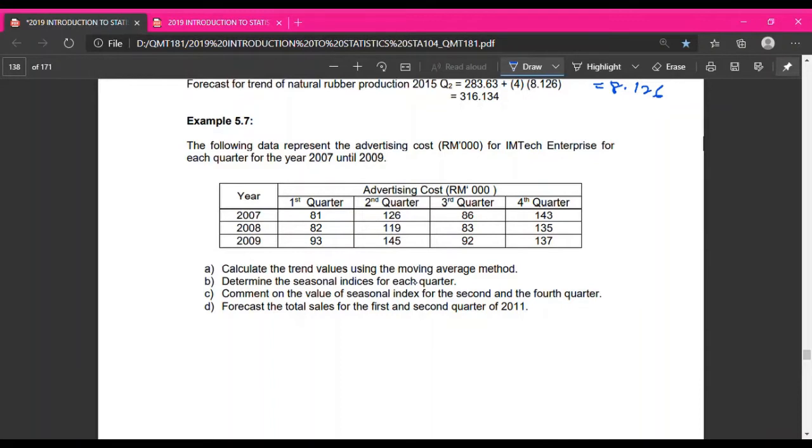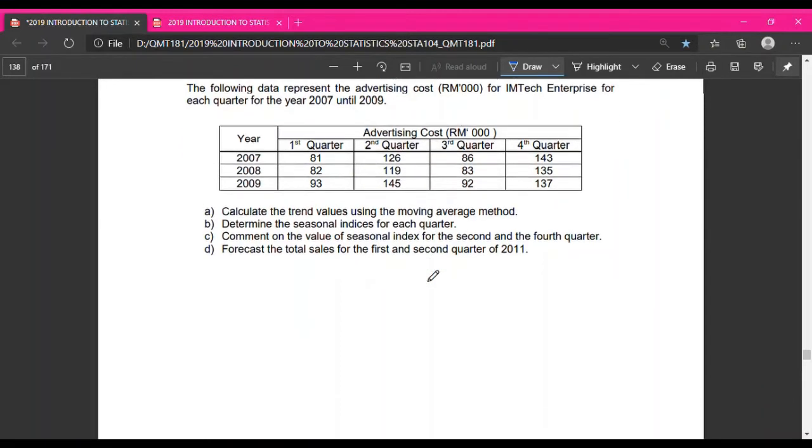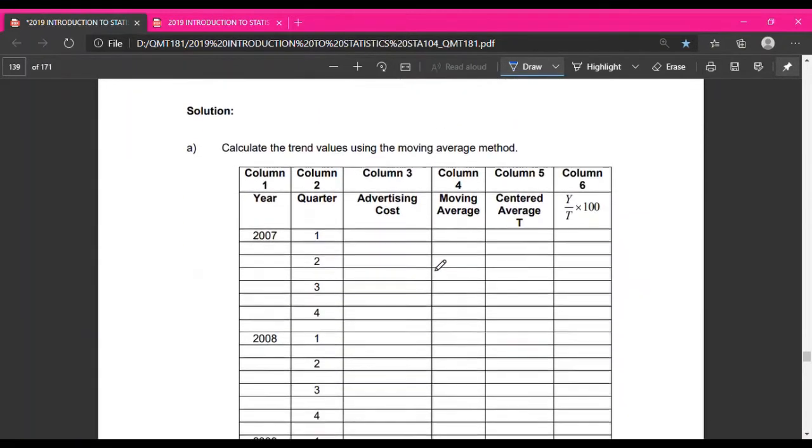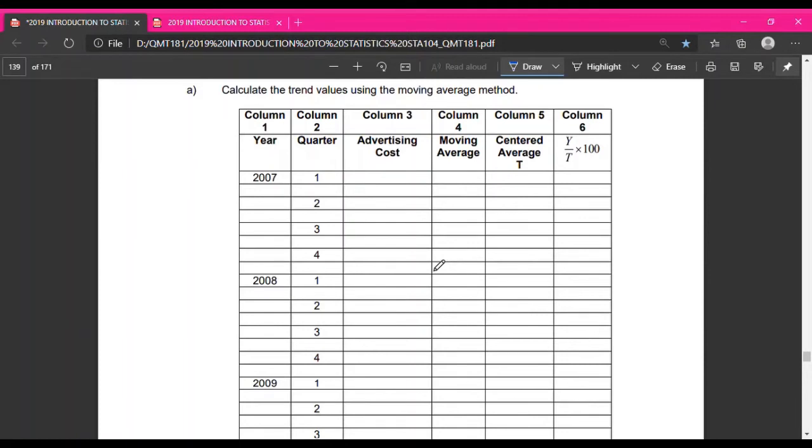Because we have 4 quarters here, first of all, we need to arrange the data in this form. We have the first column, which is year, and the second column, which is quarter. Remember to leave a little space between the first quarter and the second quarter, because we want to do a 4-period moving average.